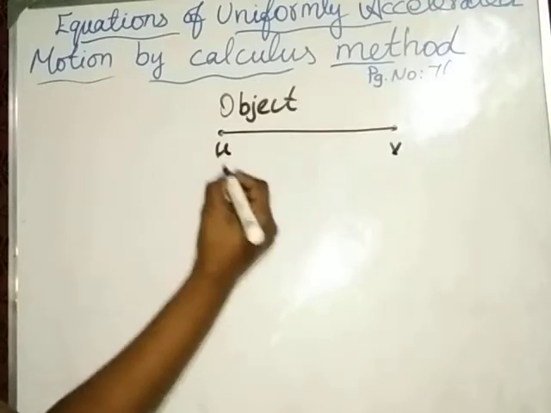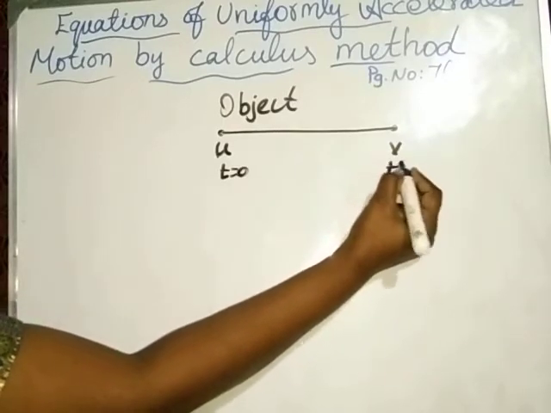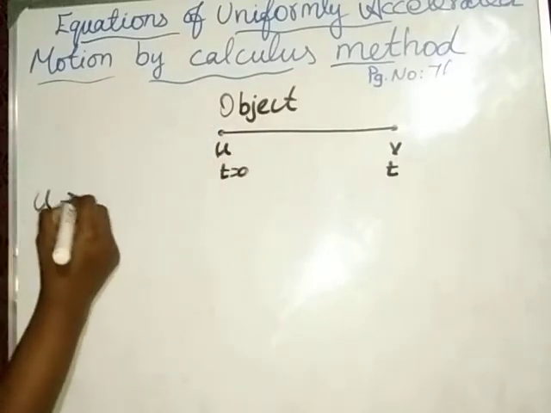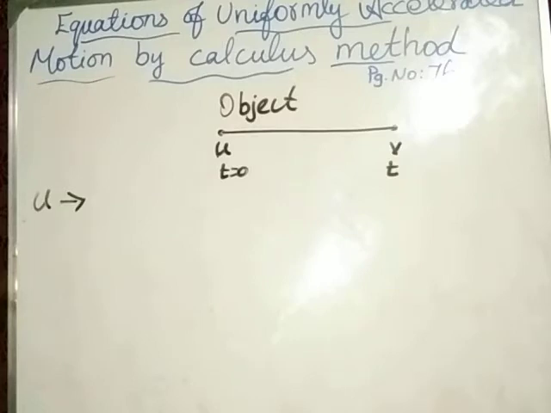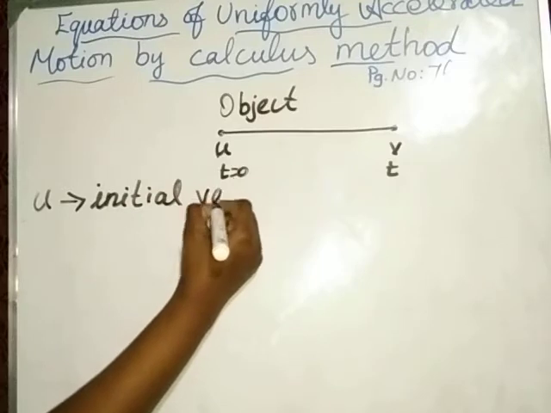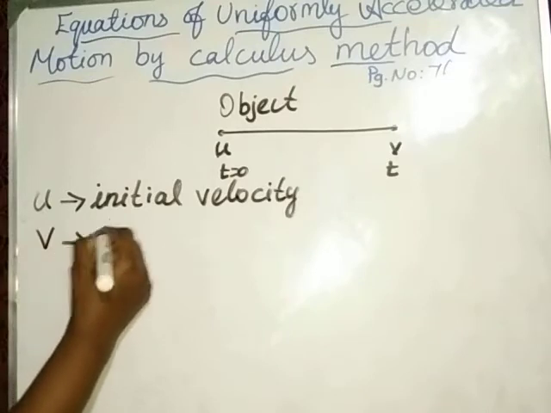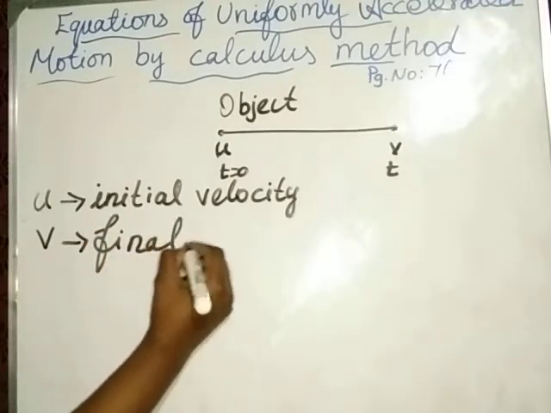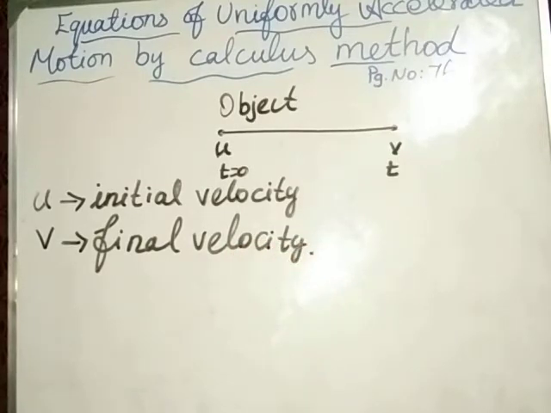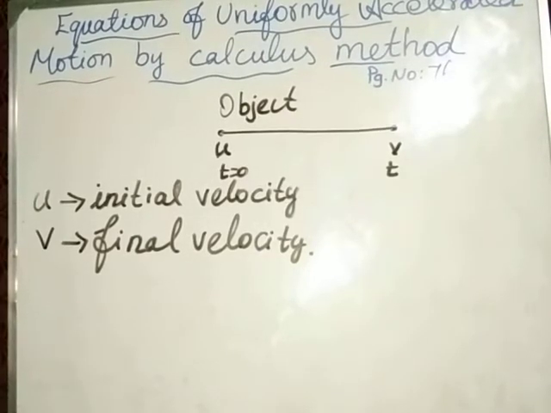Initial velocity is the velocity at time t equal to 0. Final velocity is the velocity at time t equal to some value. Here u is the initial velocity, and v means final velocity. Now we are going to split this into three parts. Let us see one by one.